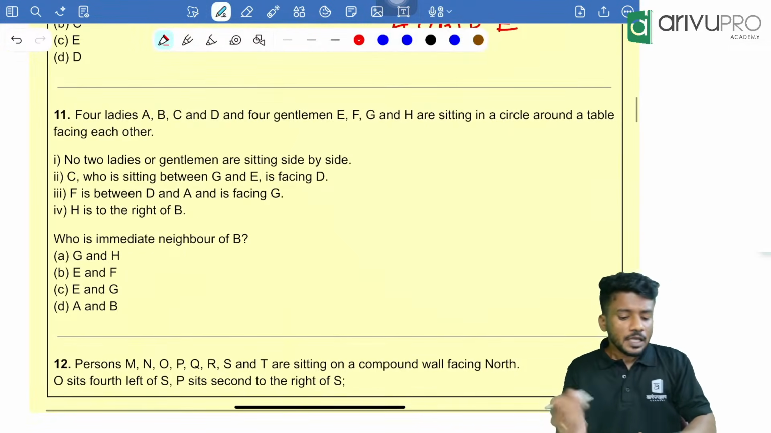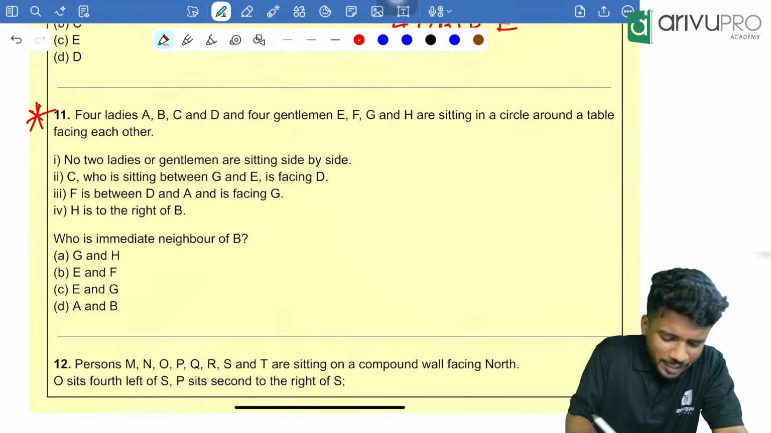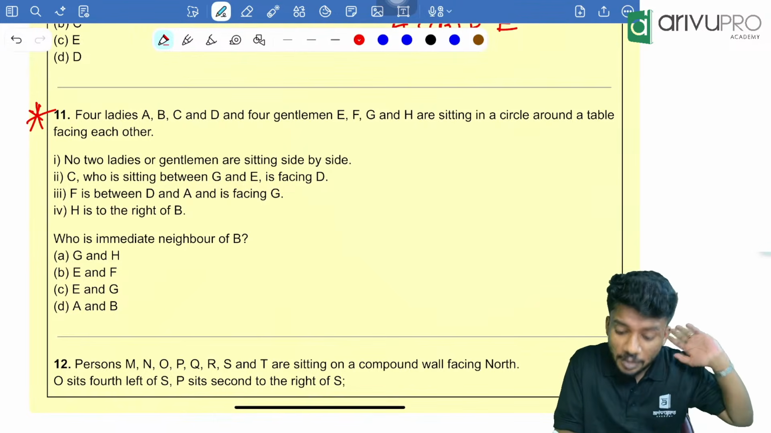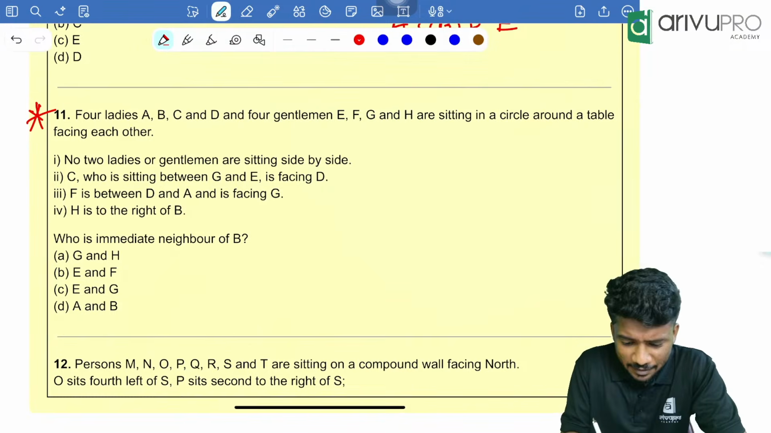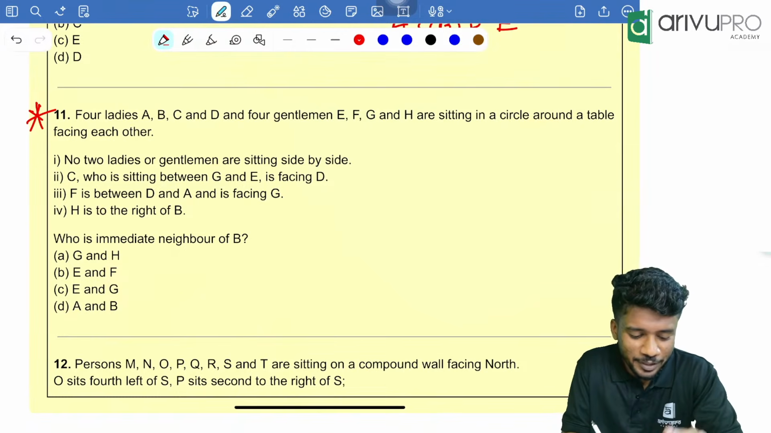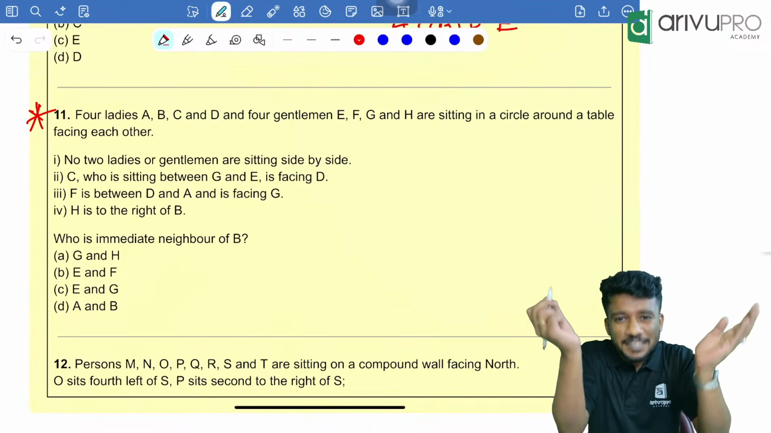Next question. Four ladies, A, B, C, D. Same question, I am telling you, another repeated question in the same pattern. It is getting repeated again and will also be in the future. Four ladies A, B, C, D and four gentlemen E, F, G, H. Actually, the same question was in the previous year, like four Chinese and four Indian. Now here it is four ladies and four gentlemen. In the future, you will see it with some other names.